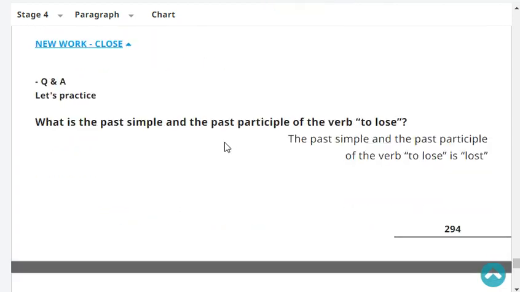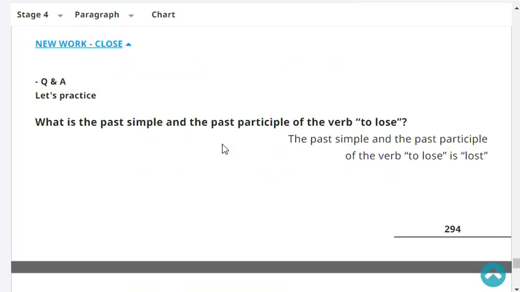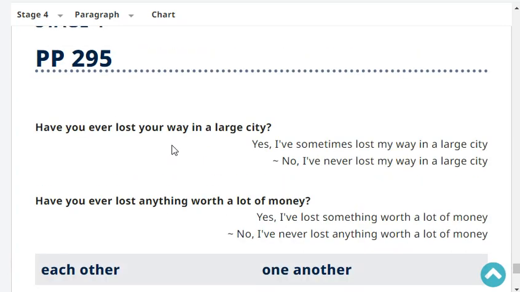Let's practice. What is the past simple and the past participle of the verb to lose? The past simple and the past participle of the verb to lose is lost. Have you ever lost your way in a large city? Yes or no? Yes, I've sometimes lost my way in a large city.